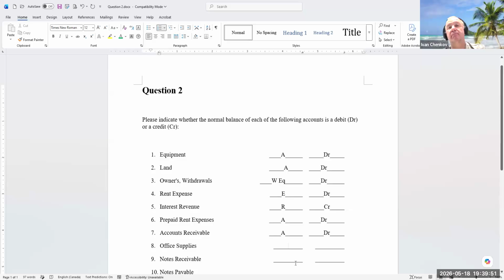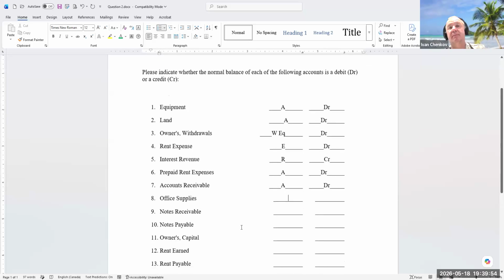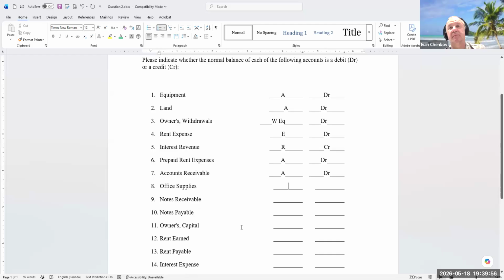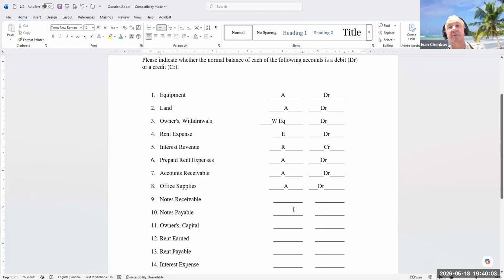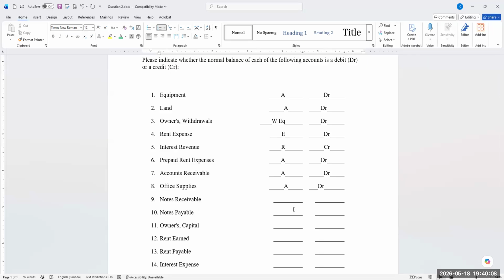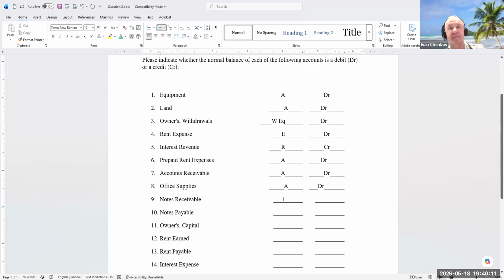Office supplies: asset and a debit. When is office supply going to become an expense? When we use it. Correct. Not when we buy it, when we use it. Notes receivable: it's a receivable, asset and a debit, correct.